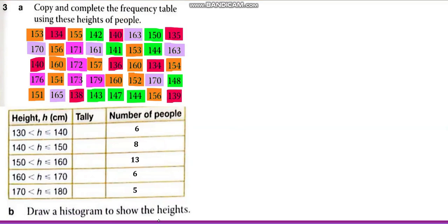We have to draw the tally marks. Again, I can quickly draw the tally marks. So this is how I can draw the tally marks. Now let's draw the histogram.